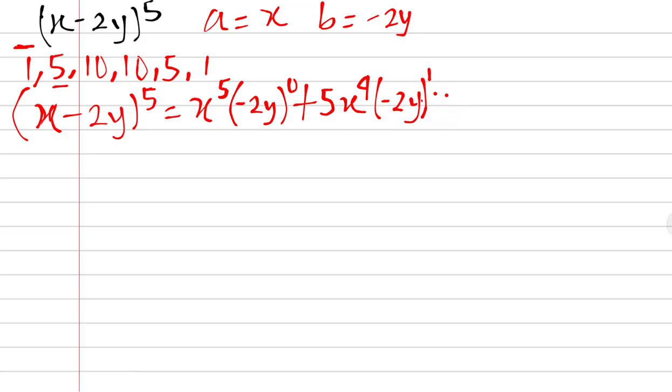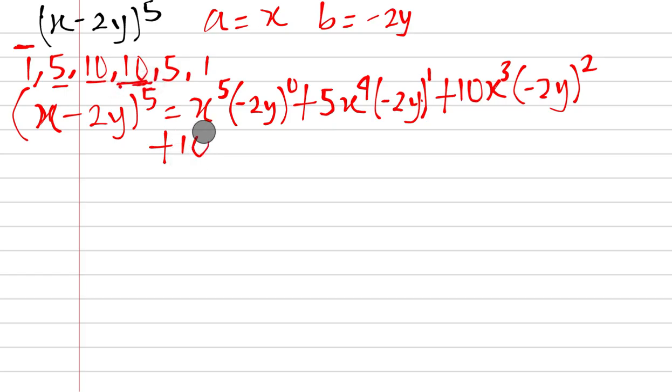So we have plus. The next coefficient is what? 10. So this is 10. Then what? X raised to power what now? 3. I'm using that into bracket minus 2y raised to power what now? 2. I'm using that plus the next coefficient is what? 10 too, is still 10. The next coefficient is 10. I'm using that now into bracket what?